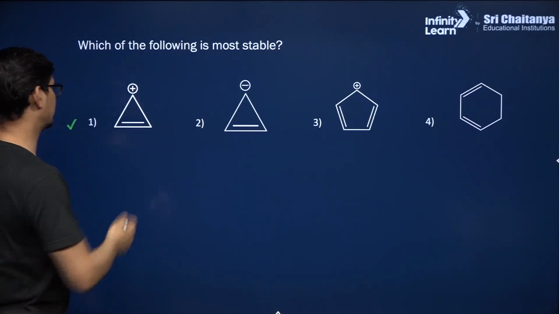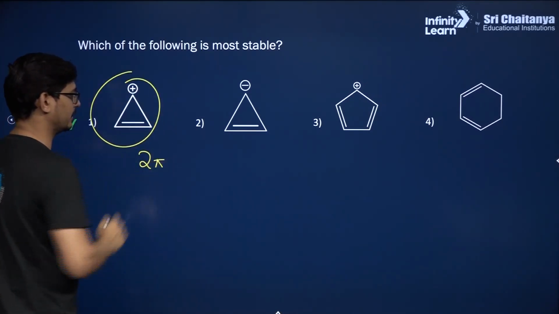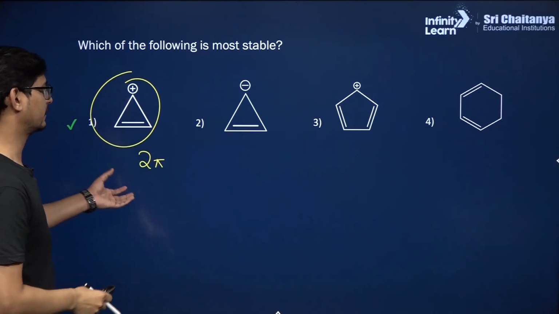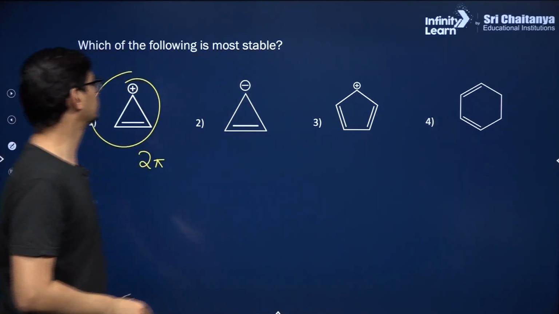Which of the following is most stable? This one, because it is planar, cyclic, completely conjugated, and it has 2 pi electrons, that is, it follows Huckel's rule. Anti-aromatic, anti-aromatic, non-aromatic, right?